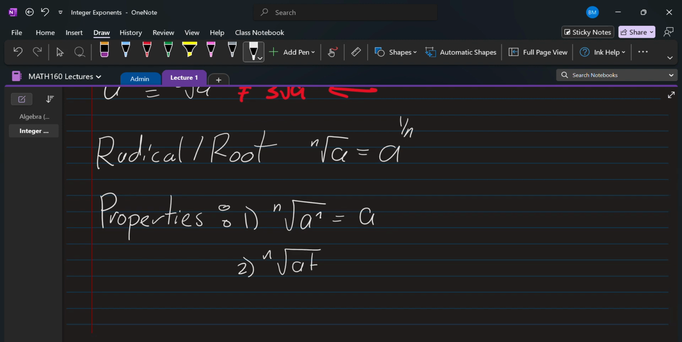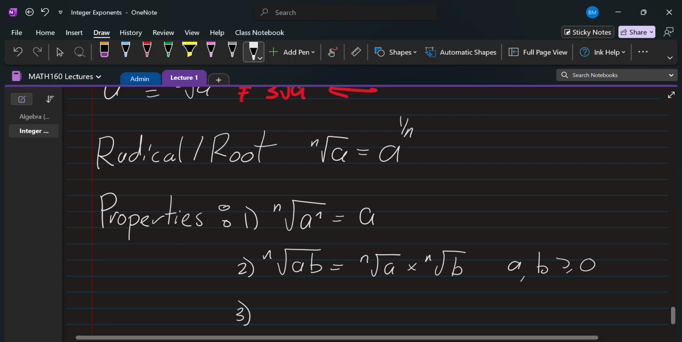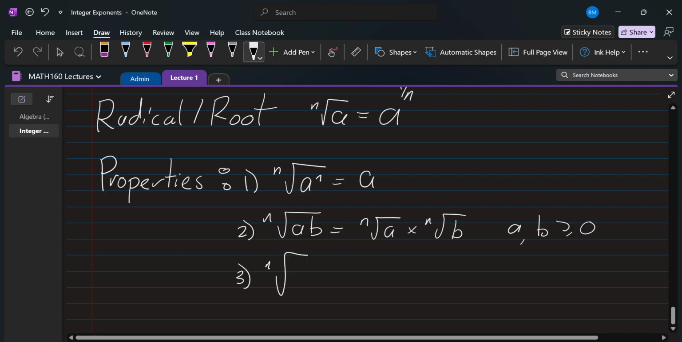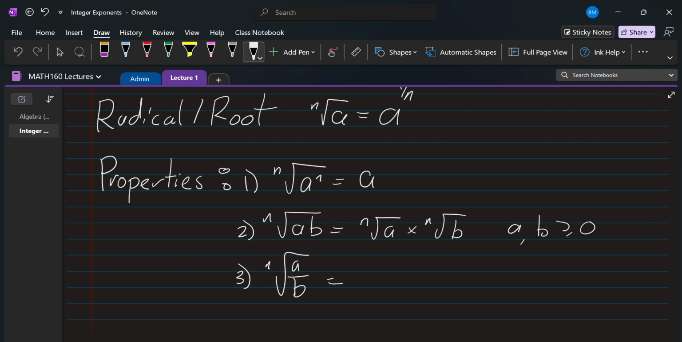Okay, properties. Very similar to the properties we had with integer exponents, so I'll just write them out quickly. So number 1, if we have the nth root of a to the n, that is just a. Quite obvious, because this is just another way of writing a to the n over n. N over n is just 1. A to the 1 is a. So easy there.